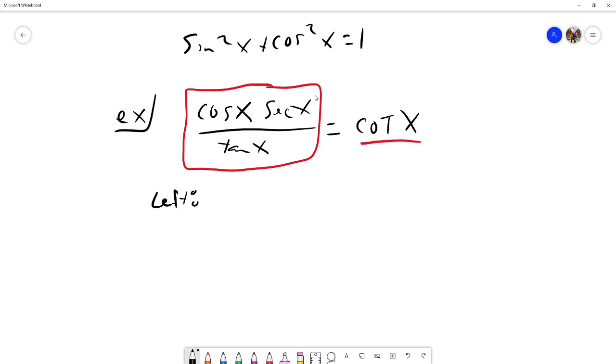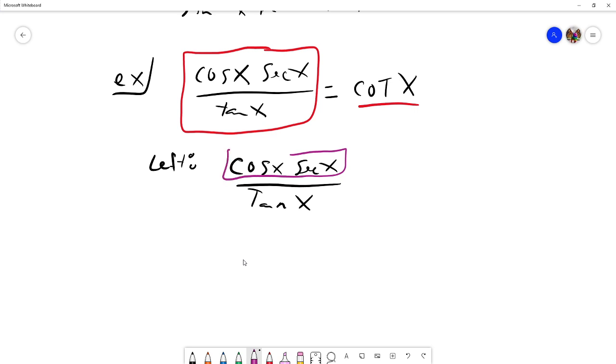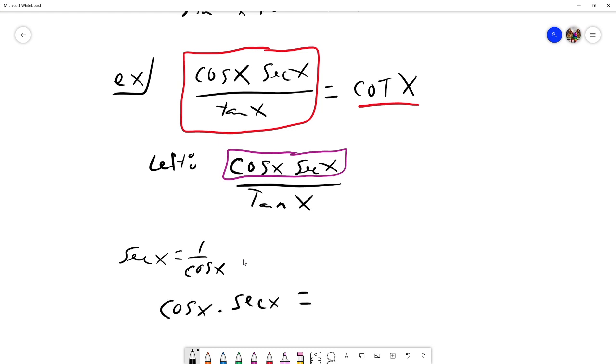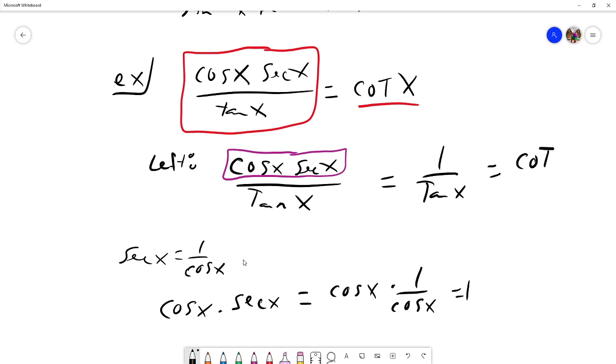Alright, so let's see here. We have cosine x secant x over tangent x. The first thing I note is a cosine times secant here. That asks the question, what's going on with that secant? If we recall, secant x is equal to 1 over cosine x. That means when you have cosine x times secant x, this is the same thing as cosine x times 1 over cosine x, which is just 1. So this is equal to 1 over tangent x, and 1 over tangent x is just cotangent x. And therefore we have proved our identity.